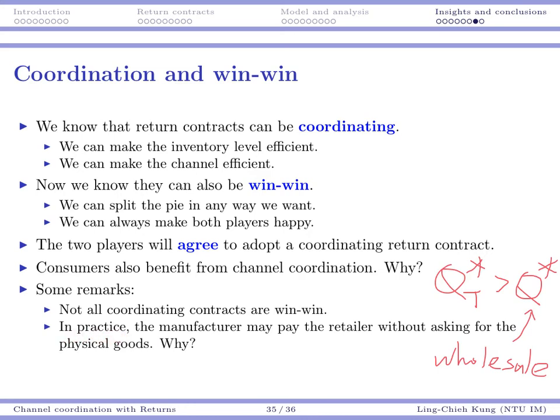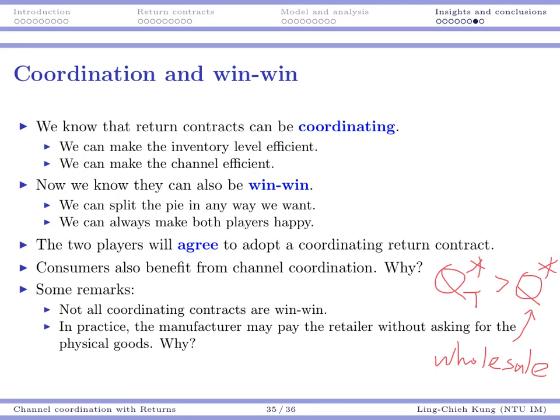In practice, some manufacturers are saying to the retailers that I'm going to sell you some product. If you cannot sell all of them, I'm going to compensate you, but you don't need to ship the physical goods back to me. The manufacturer does not want those unsold finished goods, but the manufacturer will still pay the retailer even though those items are not shipped back to the manufacturer. I think you are able to find the reason behind this. It's just about incentives.